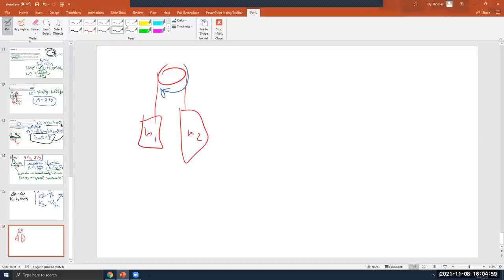As we did before, we want to say one of these is going to go up, the other one's going to go down. The one that's going up will have a positive acceleration when we do its force calculation. The one going down will have a negative acceleration when we do its force calculation. The bigger one's going to go down.